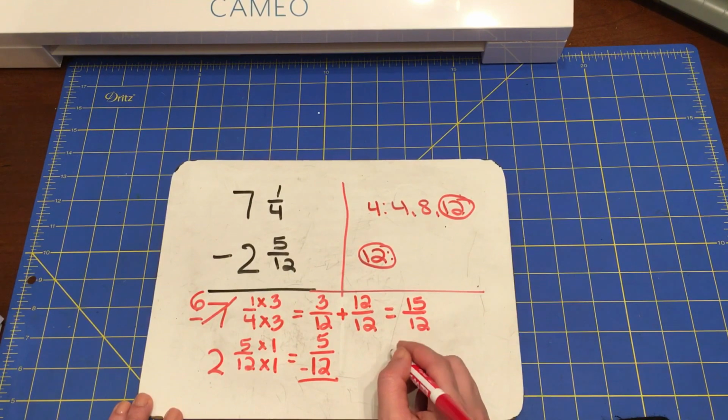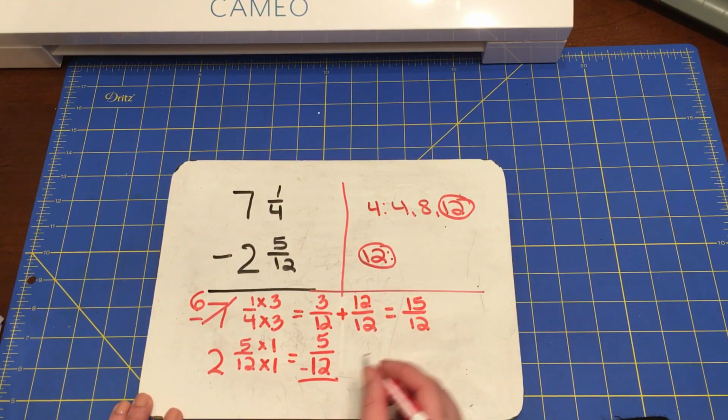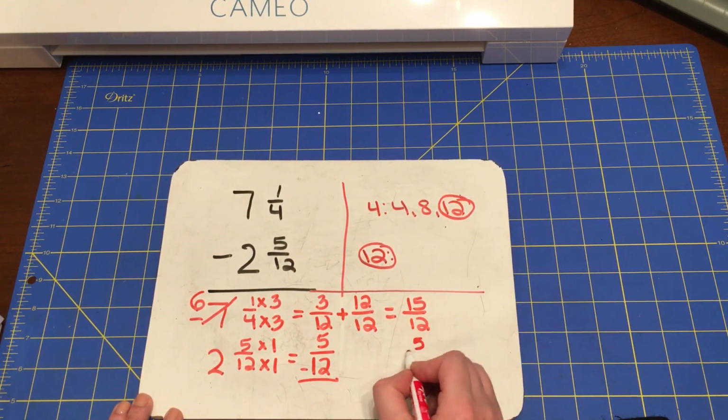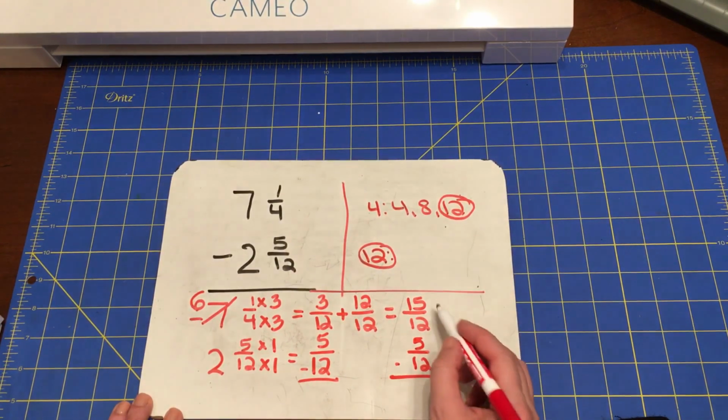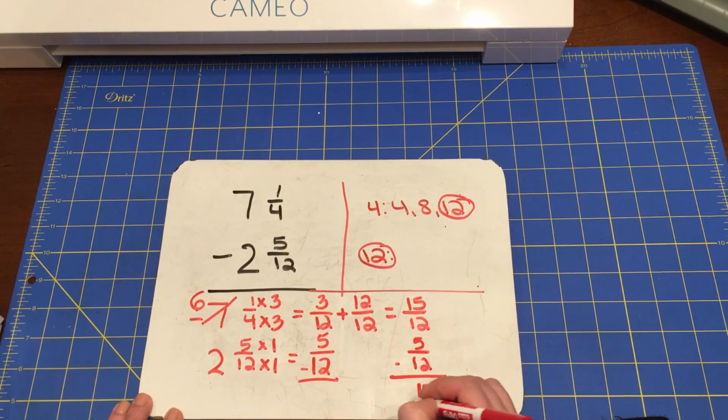We need it to be an improper fraction in order for us to subtract. And then I'm just going to move my 5 twelfths over here. It'll make it a little bit easier for me to see it when I'm subtracting. So 15 minus 5 is 10. And we leave our denominator the same.